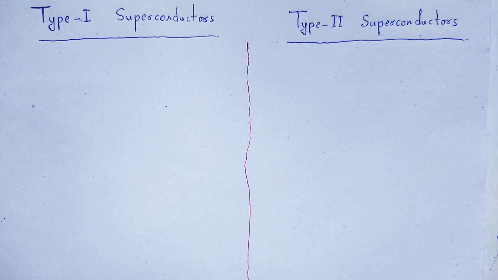In this video, we are going to discuss type 1 and type 2 superconductors. Let's begin. On the basis of magnetic behavior of superconductors, these are classified into two categories. One is type 1 superconductors and another one is type 2 superconductors. Let me explain these two categories on the basis of some different points related to these two.